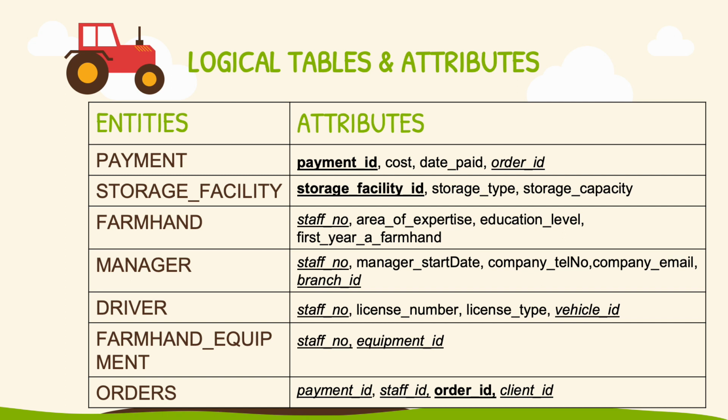A storage facility would have its storage facility ID as it is a strong entity, the storage type, and then the capacity the storage facility can hold. As a result of the farmhand being a specialized class of the generalized class employee or staff, it would have a staff number being a foreign key, the area of expertise of that farmhand, and the education level as well.